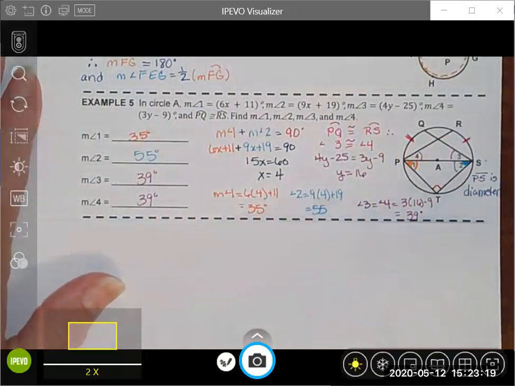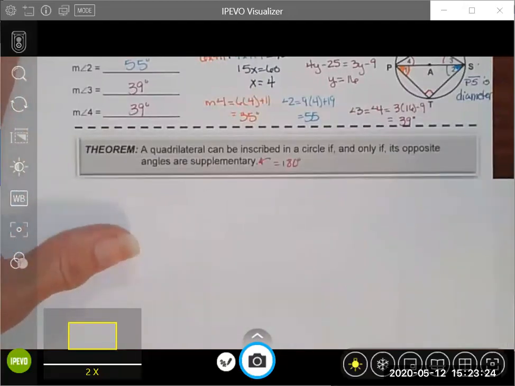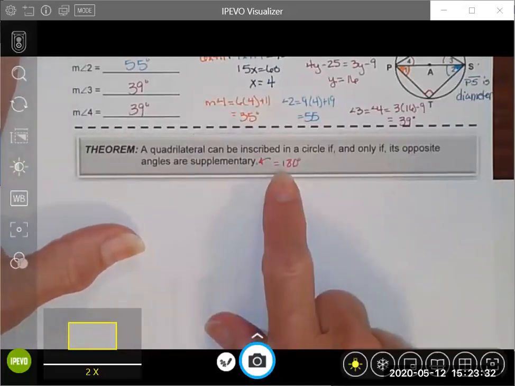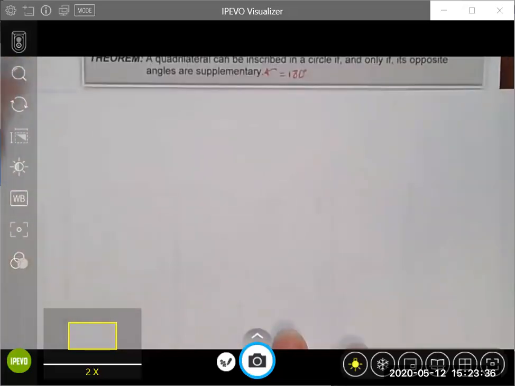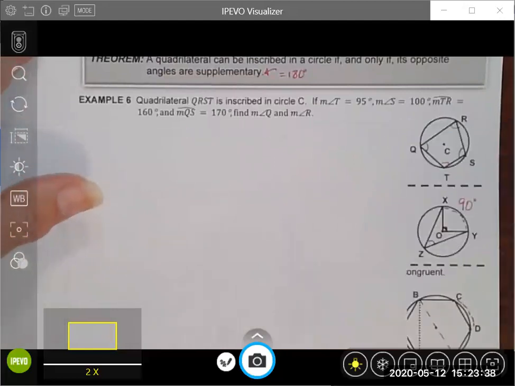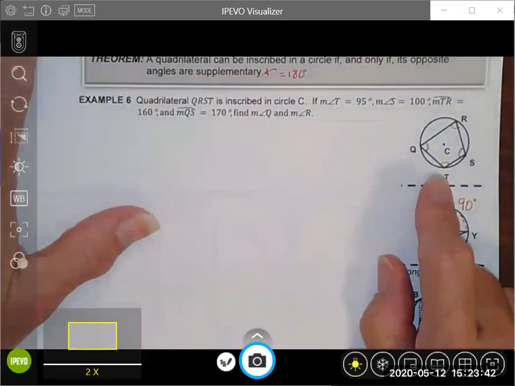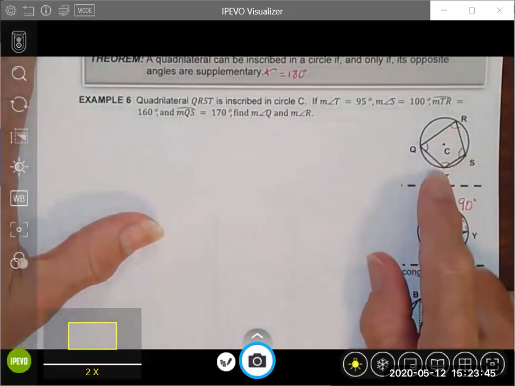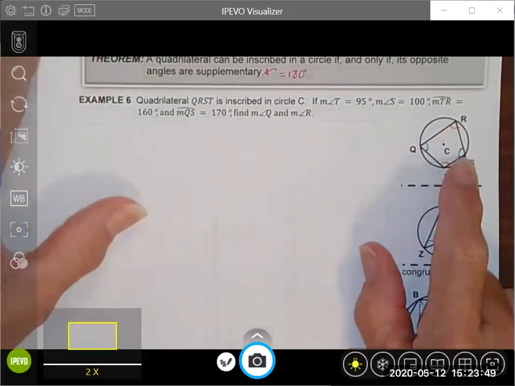All right, let's look at yet another theorem, because this is fun. This theorem says that if a quadrilateral is inscribed in a circle, then the opposite angles are supplementary, which means that they add up to 180. So this one's pretty straightforward. If I look at my picture here, I have some preliminary things marked. This is an inscribed quadrilateral, 4 sides, and its opposite angles by this theorem are going to be supplementary.